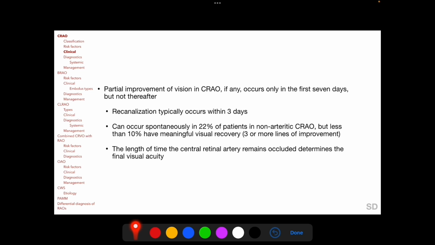Recanalization of the site of occlusion in the central retinal artery typically occurs within 3 days after the onset of symptoms, and the length of time the central retinal artery remains occluded determines the final visual acuity. Partial improvement of vision, if any, occurs only in the first 7 days after the onset of symptoms, but not thereafter. This partial improvement of vision occurs spontaneously in 1/5 of patients with non-arteritic CRAO, but less than 10% have any meaningful visual recovery.